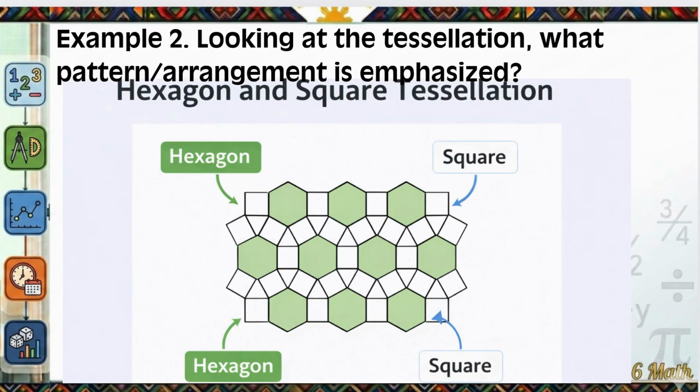The green hexagons have 6 equal sides. The white squares have 4 equal sides. When we arrange them together, they form a tessellation, a pattern that covers the surface completely, with no spaces or overlaps. Each hexagon is surrounded by 4 squares, and each square touches 2 hexagons. It's like fitting puzzle pieces perfectly. Every shape connects smoothly to the next one.